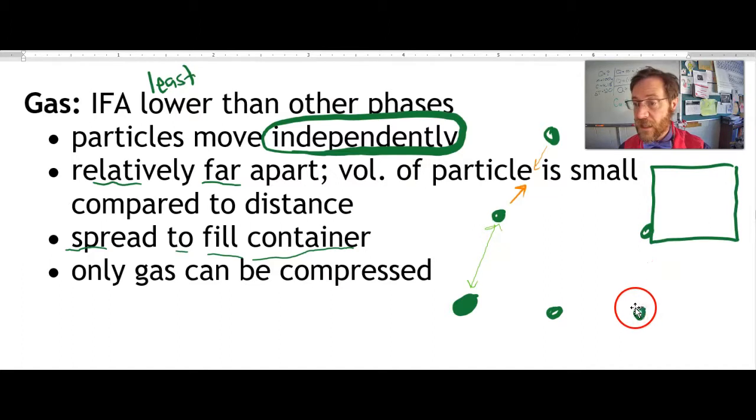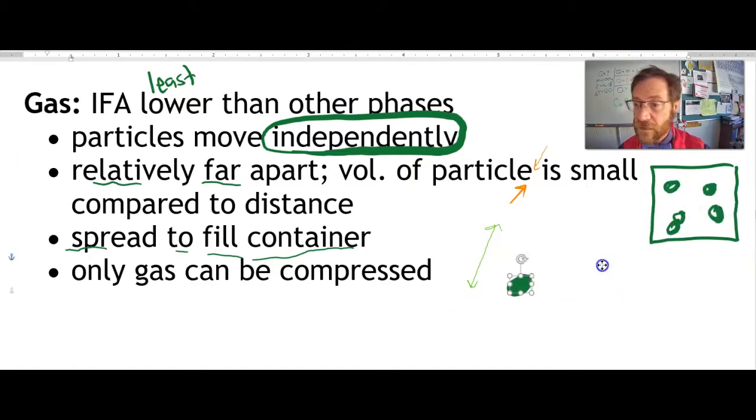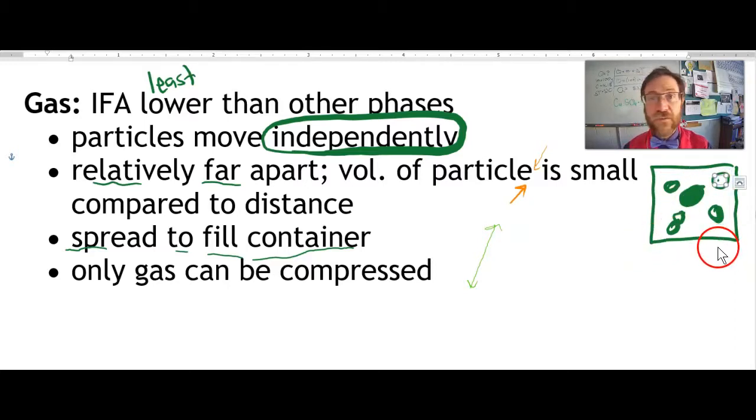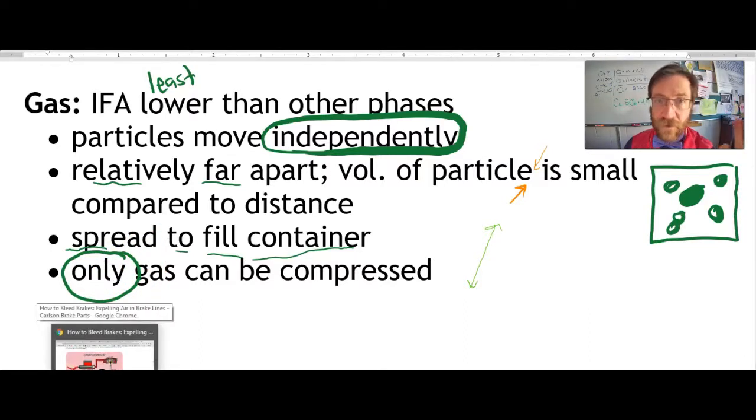Oops, and we could compress them. And what that does is it takes the distance between each particle and greatly reduces it, right? So they are much, much closer together. And gases are the only phase where you can do that. It is the only phase that can be compressed, which is why, if you guys are going to start driving soon, this is super important to know: liquids cannot be compressed, at least not enough for us to care about, but gases can.